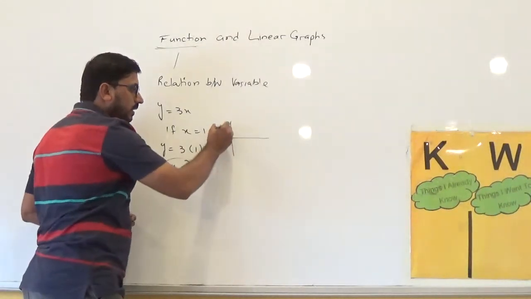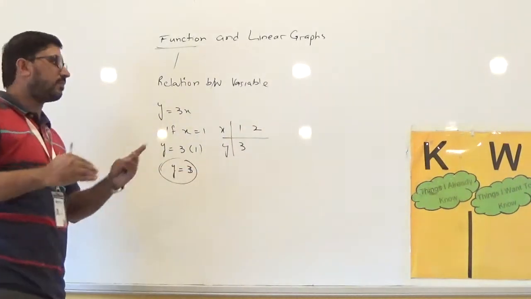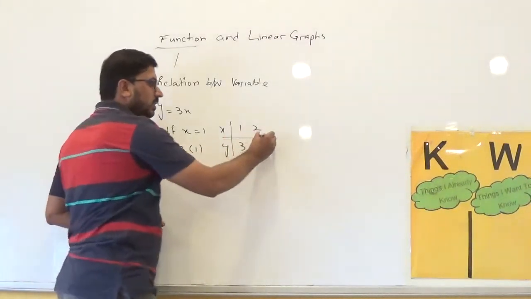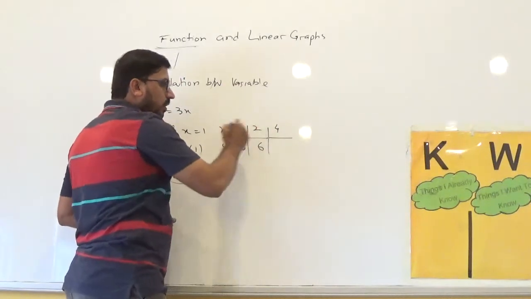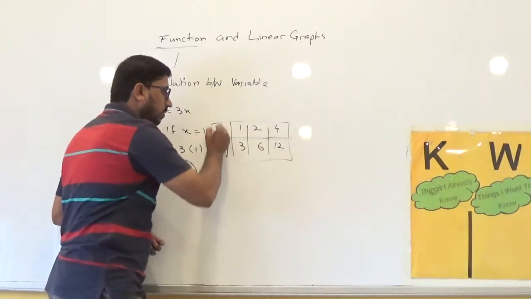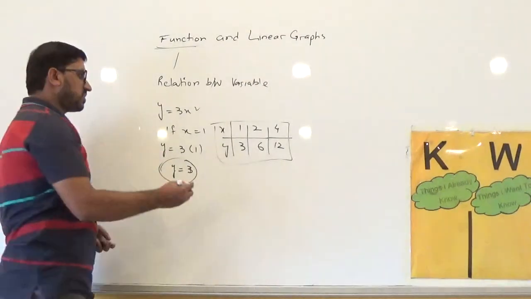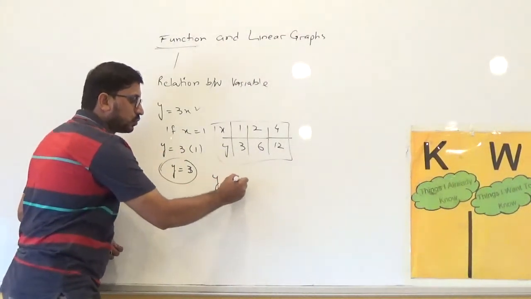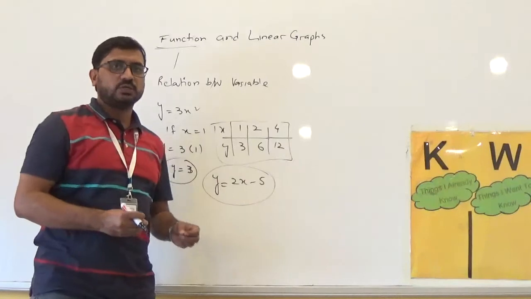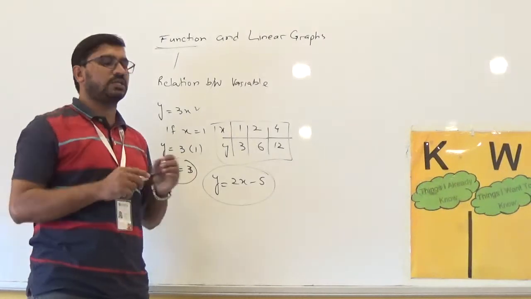If we utilize a table of x and y, if x is 1, y will be 3. If x is 2, as y is 3 times x, then 3 times 2 is 6. Similarly, if x is 4, y will be 3 times 4, which is 12. So this is how an equation shows a relationship between two variables. Equations might be of any kind, suppose y is equal to 2x minus 5. This is also presenting a relationship. So this is called a function. Functions are simply equations that give relations between two variables.